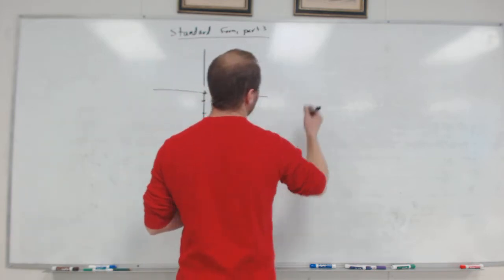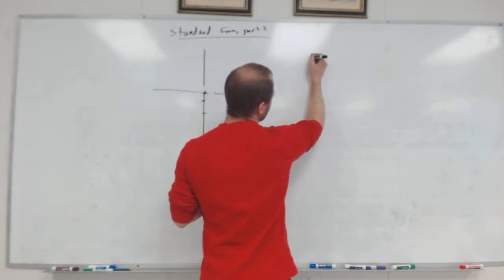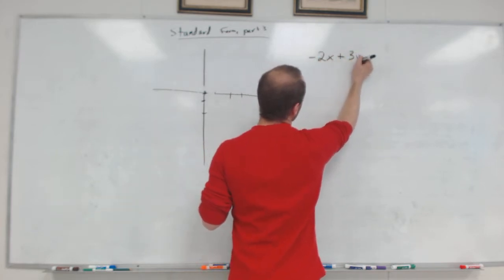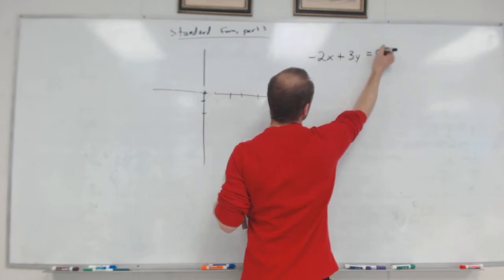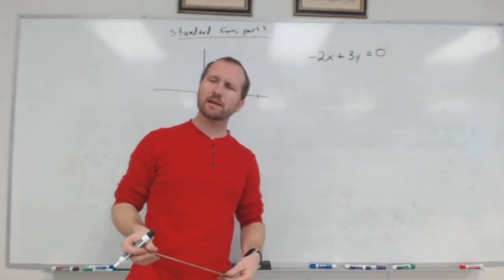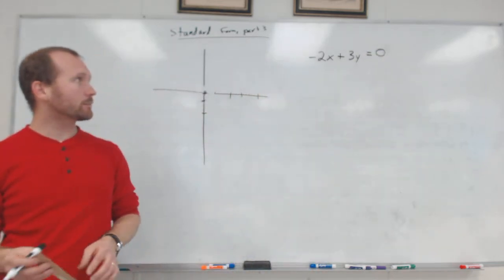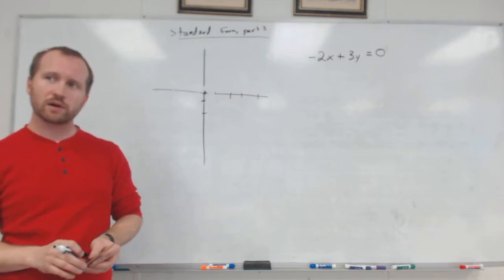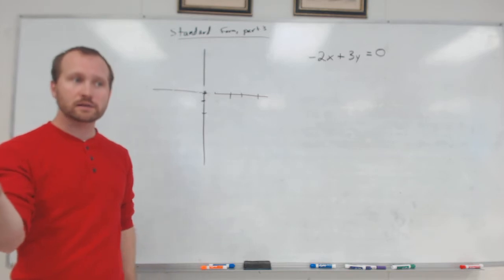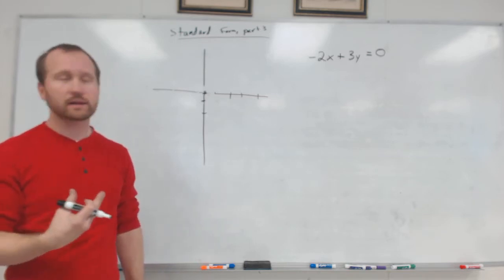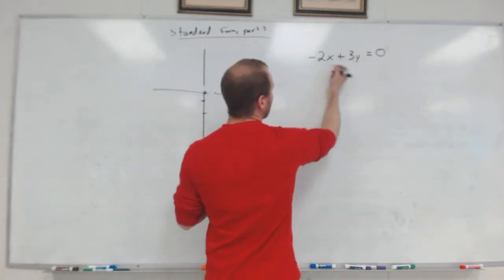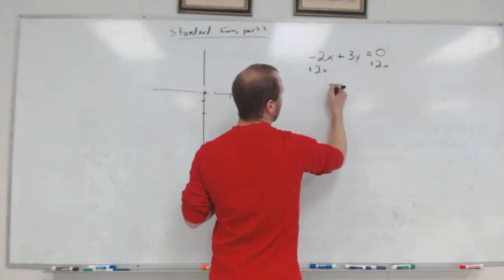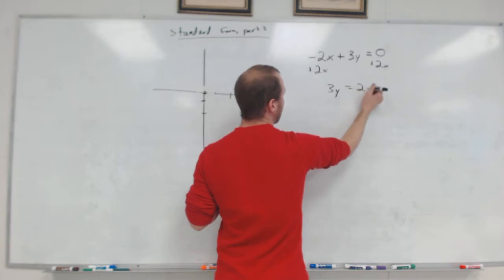Do one more example. What if I had something like, actually let's do two more. Negative 2x plus 3y equals 0. How could I convert that into slope-intercept form and graph it? What do I need to do to move the negative 2x over? Add 2x. So before I was subtracting x, if I have a negative 2x, I would need to add 2x. So I've got 3y equals 2x.